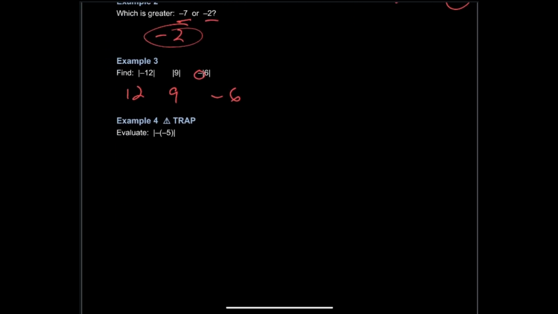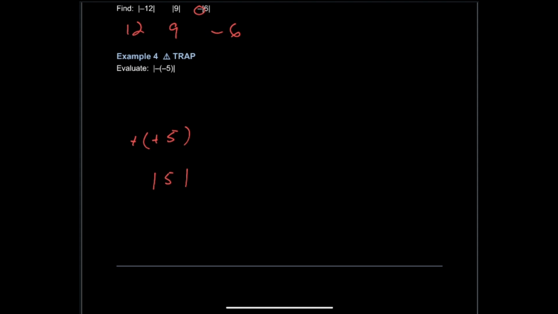Okay, this one's a little bit tricky, so let's take our time with this one. Let's start with just what's inside the absolute value. So we have -(-5). Whenever you see two negatives like this, they just cancel out and they both become positive. So now we're looking for the absolute value of 5. The absolute value of a positive number is just that number because it's 5 units away from 0. So the answer is 5.